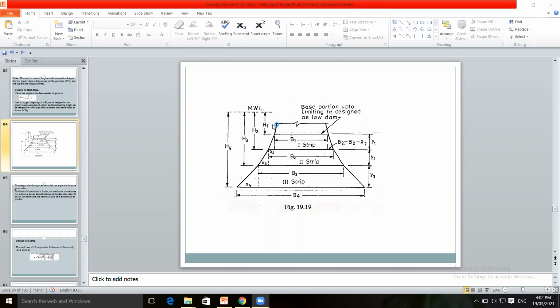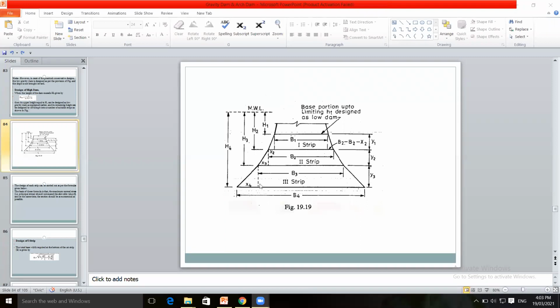This is H1 corresponding to these heights below this maximum water level. H1, H2, H3 and H4. Below this base of low gravity dam, it is divided into number of strips. The height of strip is shown Y1, Y2, Y3. These are the distance between the strips. Y1, Y2, Y3.